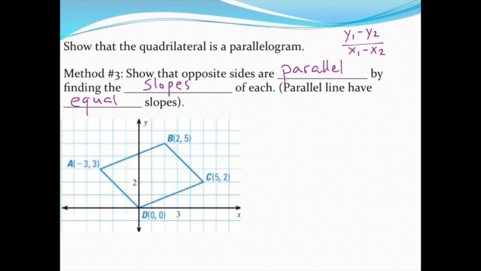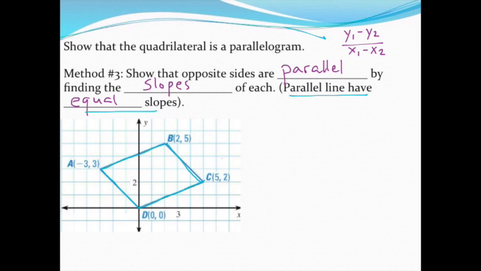And the final method that I can use to prove a quadrilateral is a parallelogram using coordinates is to show that opposite sides are parallel to each other. To do that, I'm going to be finding the slopes of all four sides. You may recall that parallel lines have slopes that are the same. So I want to find the slopes of the top and bottom to be the same, and the slopes of the left and right side to be the same.